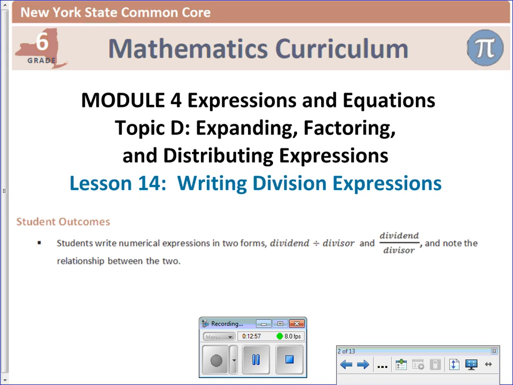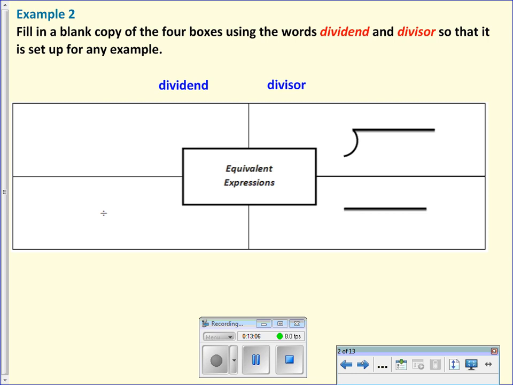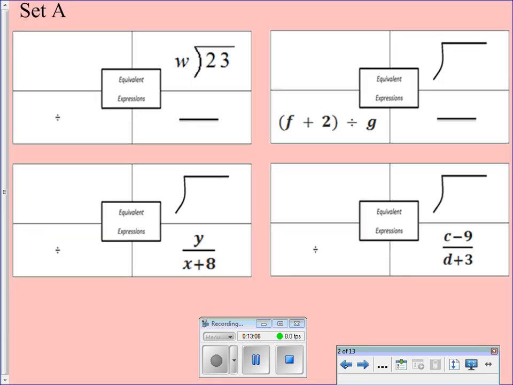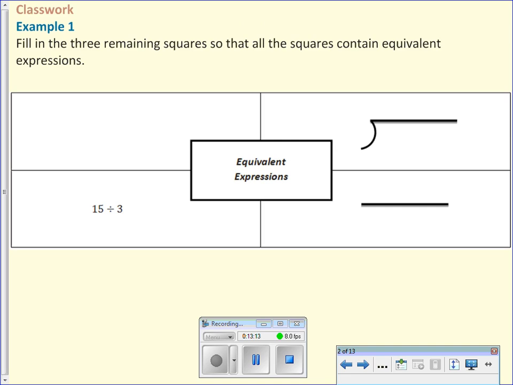Now everybody also got a note card. Everybody should have a pink card. The pink cards are for set A. So today what we're going to do is look at the different ways to write division equations. Quickly turn the note page over and look at the bottom of 63.